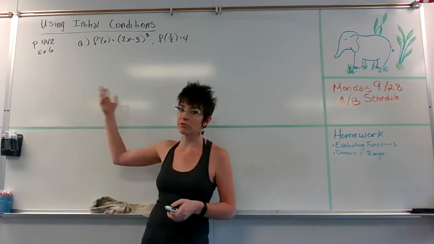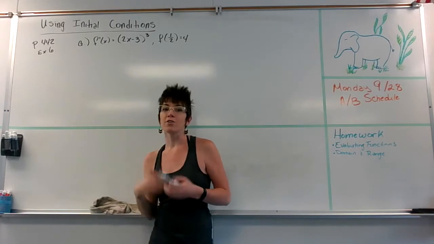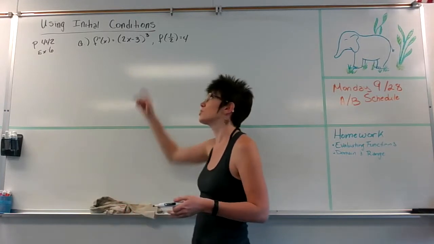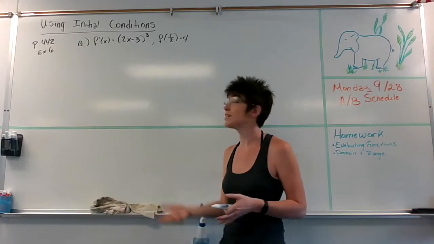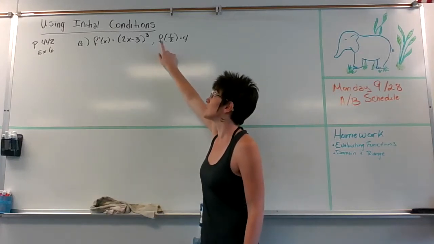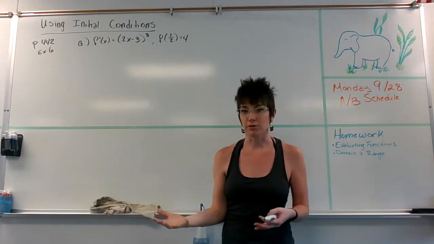It's on page 442, example number 6, part A, and it tells us our derivative function is equal to (2x minus 3) cubed, and the initial condition is that the original function, so f of 1/2, is equal to 4. And now they want us to find that original function.